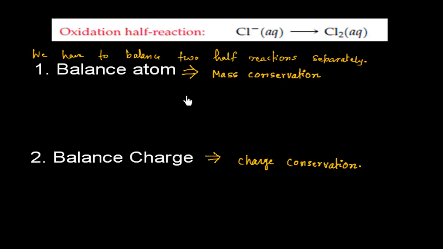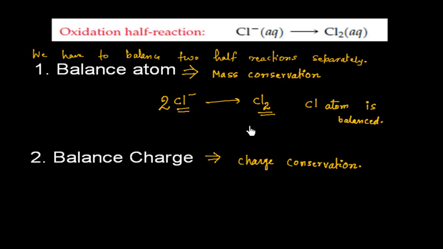So let us say for this reaction I have Cl minus and this goes to Cl2. So let us first balance atom. If I see this side we have one chlorine atom, this side we have two chlorine atom. So we have to multiply this side by 2. Now chlorine atom is balanced.